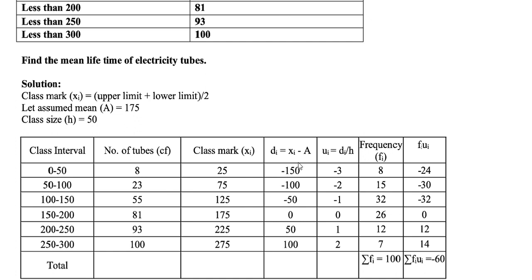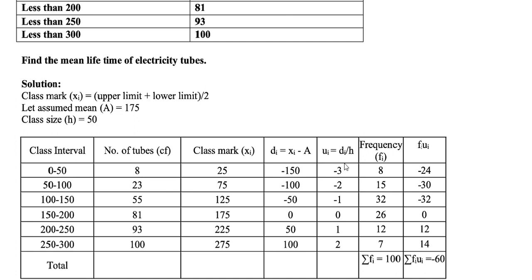The next column is di equals xi minus a. Here a means the assumed mean. You can take 175 as the assumed mean, but you can take any one of them as the assumed mean. Taking an assumed mean does not change the answer; the answer will always be the same. So here 175 is the assumed mean. 25 minus 175 comes to minus 150. Next, 75 minus 175 comes to minus 100, like this for di.